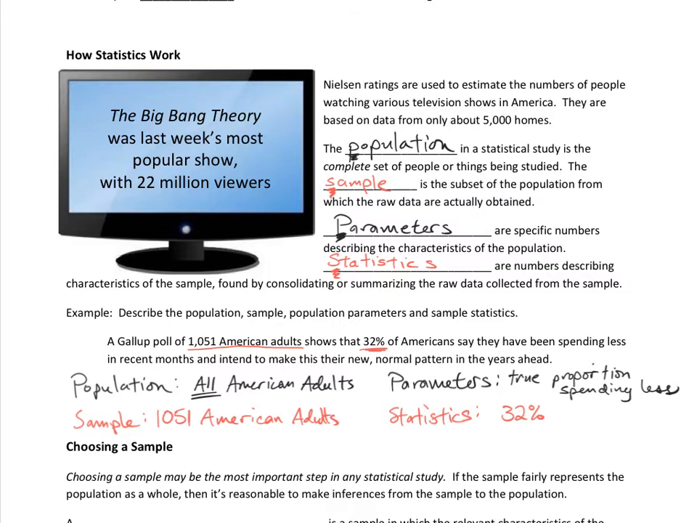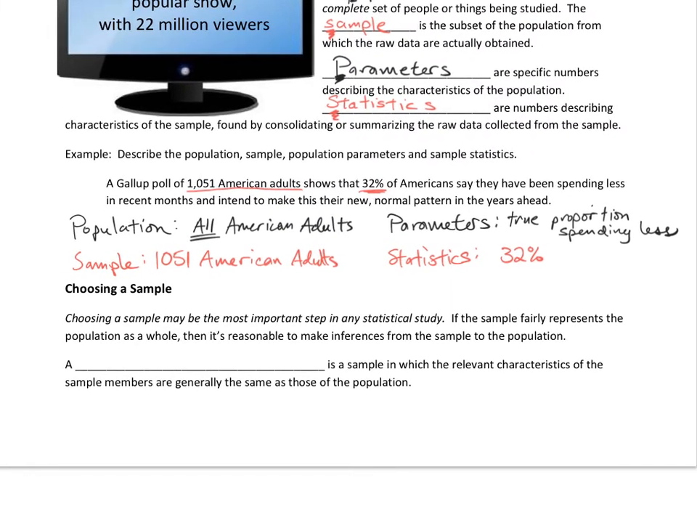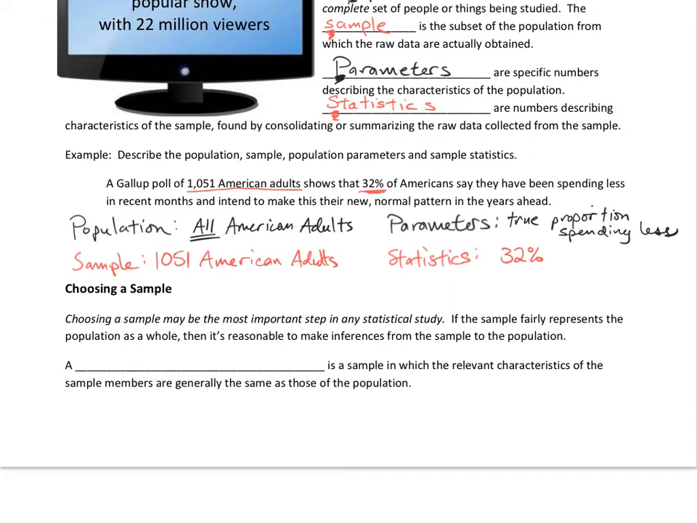All right, so now we're going to go into choosing the sample. How did the Gallup polling place pick these 1,051 Americans? Well, this is about choosing a sample. Choosing a sample, as you can see, may be the most important step in any statistical study. If the sample fairly represents the population as a whole, then it's reasonable to make inferences from the sample to the population. A representative sample is a sample in which relevant characteristics of the sample members are generally the same as those of the population.